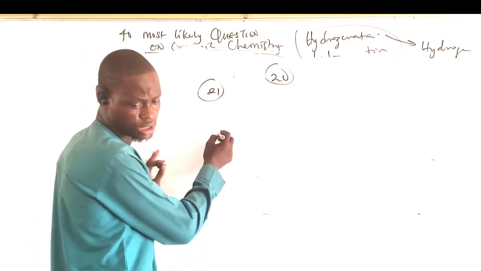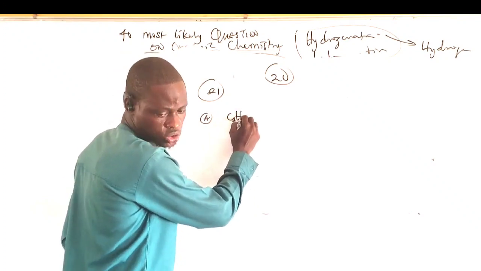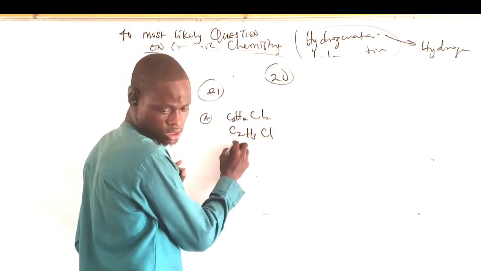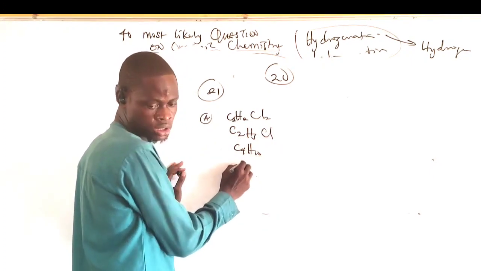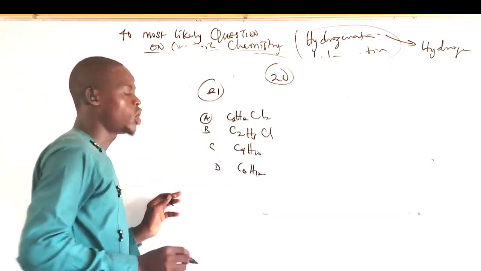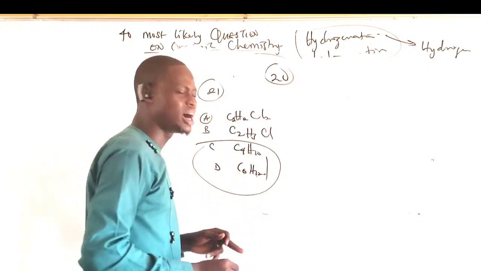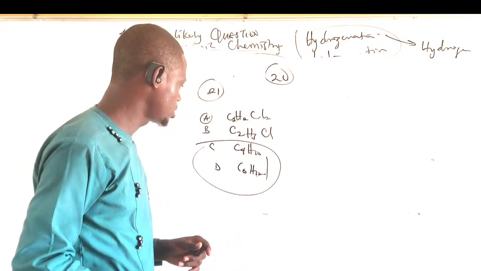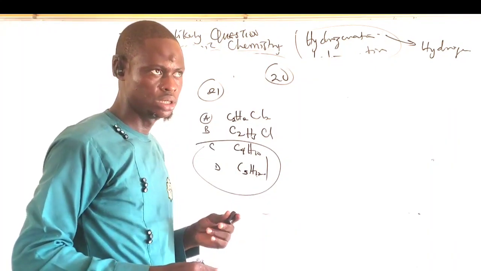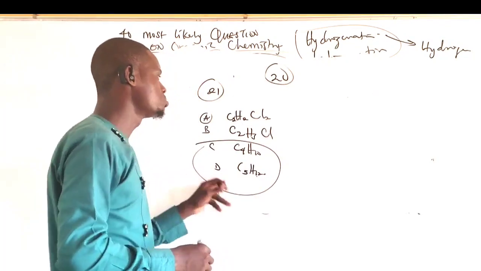We have option A, C2H2Cl2. We have C2H5Cl. We have C4H10. We have C5H12. Now, option C and D, this is option B. Option C and D should be removed from the options. Why? Because both of them are alkanes. C4H10 and C5H12, yes, they are alkanes. So both of them are alkanes, because this is butane and this is pentane. So remove them from the options.